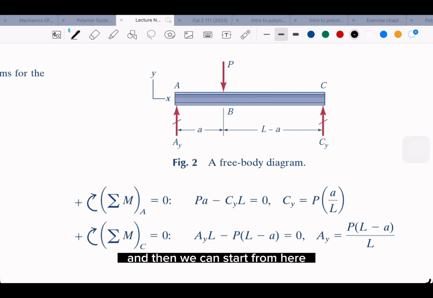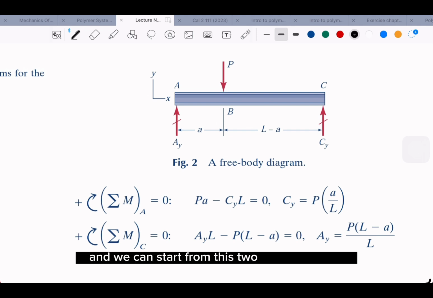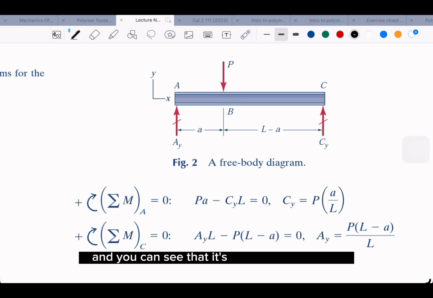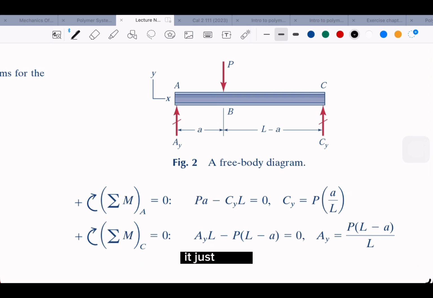And then we can start from this free body diagram, and then within this length, we are given this A. Okay, so A can be any number, but A should be less than half L, if you see from the proportions. And we are given the total length as L, right? And we can start from the sum of moments just to get the force, the transverse force. Okay, so we get the C and A for both of these, and you can see that it's related to this value.